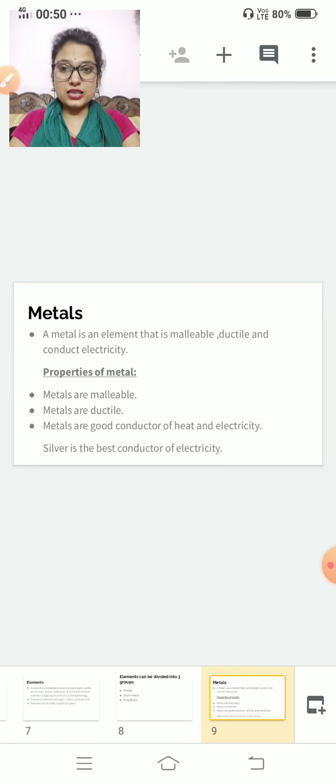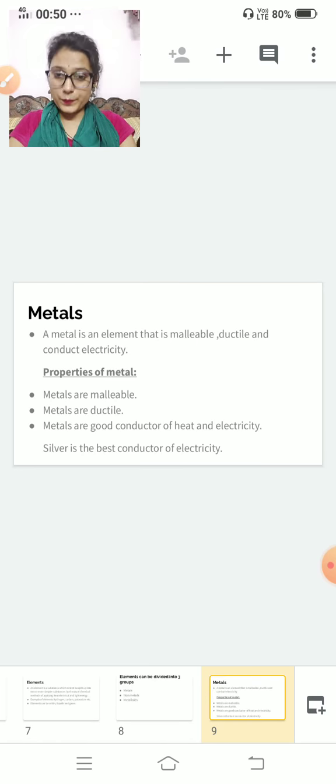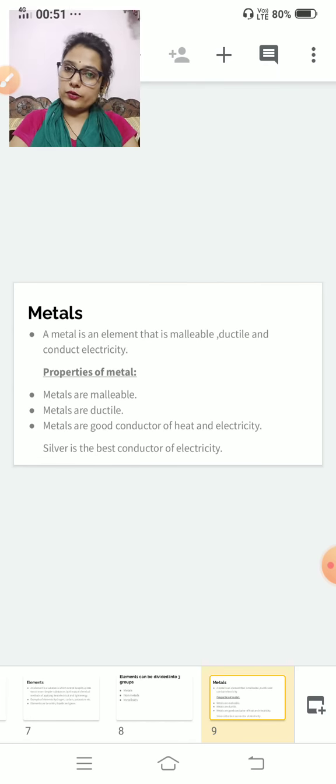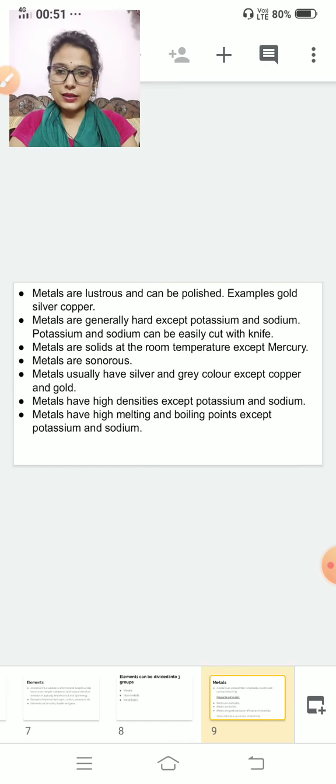So, I am reading these three points one more time. Metal is malleable. Malleable means convert into thin sheet. Metals are ductile. Ductile means that is converted into thin wire. Metals are good conductors of heat and electricity. That's why we are using metals for our electrical purpose. And which metal is the best conductor of heat and electricity? Silver. Clear? Let us move.